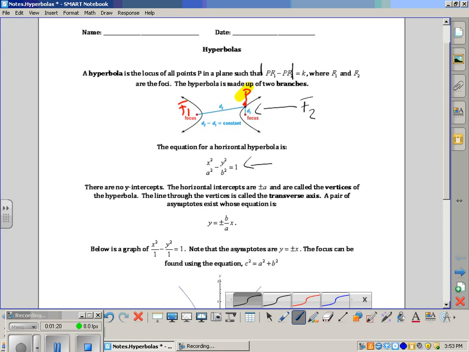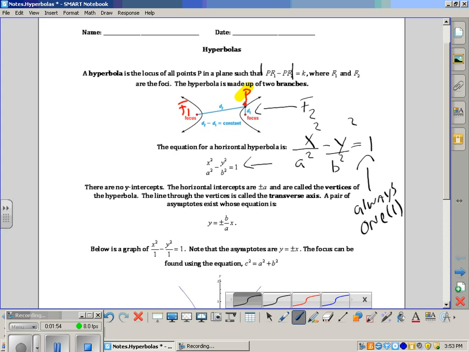The Microsoft Word has some issues when it copies over equations sometimes, but the formula for a horizontal hyperbola is this. So it's x squared over a squared minus y squared over b squared equals 1. And it's always going to equal 1. So always 1. Okay? And in this case, a squared is not necessarily bigger than b squared.